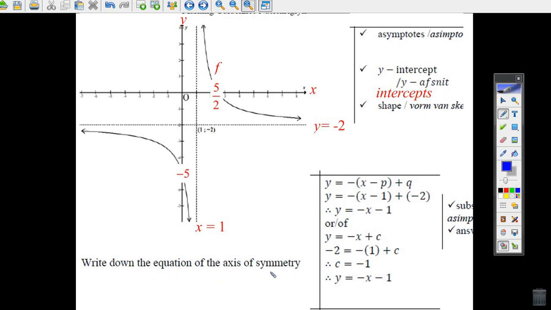Now it says write down the equation of the axis of symmetry. Now I'd do it this way. I know it's y equals minus x plus c. And then you just substitute in your x value of 1 and your y value of minus 2, and you figure out what c is. Well, there's minus 1. You add it to minus 2. c is minus 1. So y equals minus x minus 1. That's the equation of the axis of symmetry.